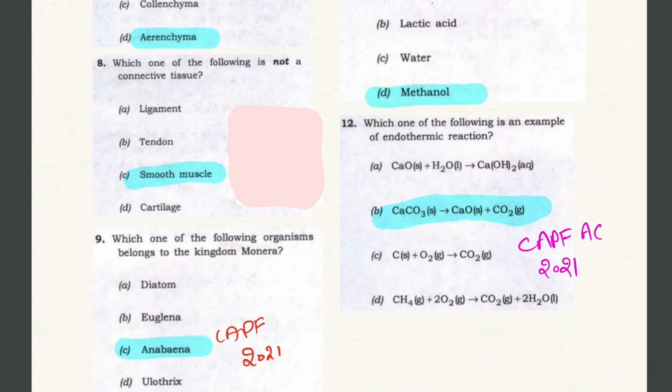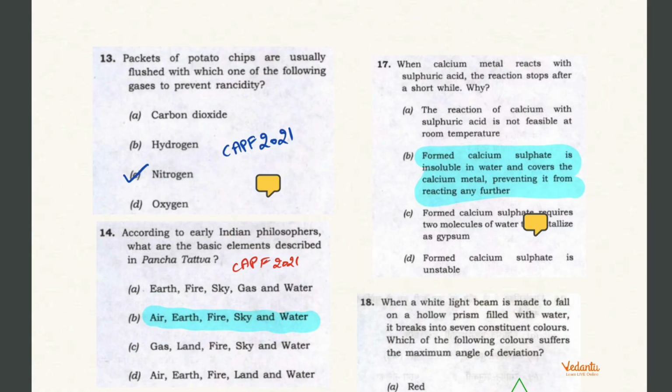Which one of the following is an example of endothermic reaction? By selecting odd one out method in elimination, you can reach to the correct answer, which would be B, where CaCO3 breaks into CaO plus CO2. So B would be correct answer. This question has been repeated so many times in CAPF, NDA, CDS.